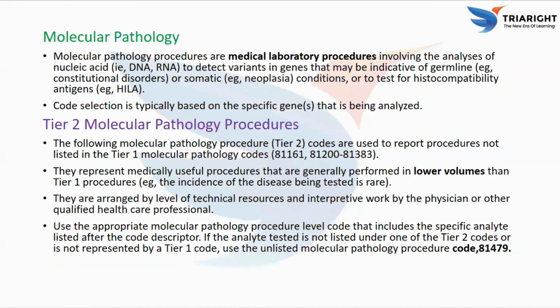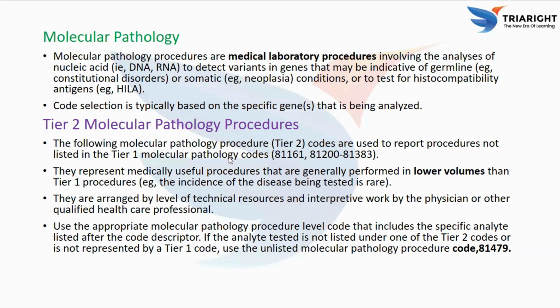And next is molecular pathology. So what is molecular pathology? Molecular pathology tests analyze the genetic material, DNA and RNA. The goal is to look for gene changes, for example variants or mutations that can cause or influence disease. These tests can detect germline variants, somatic variants, and histocompatibility. Germline variants are the inherited genetic changes. Somatic variants are the acquired changes in tumors. Whereas histocompatibility is tissue matching for transplant.